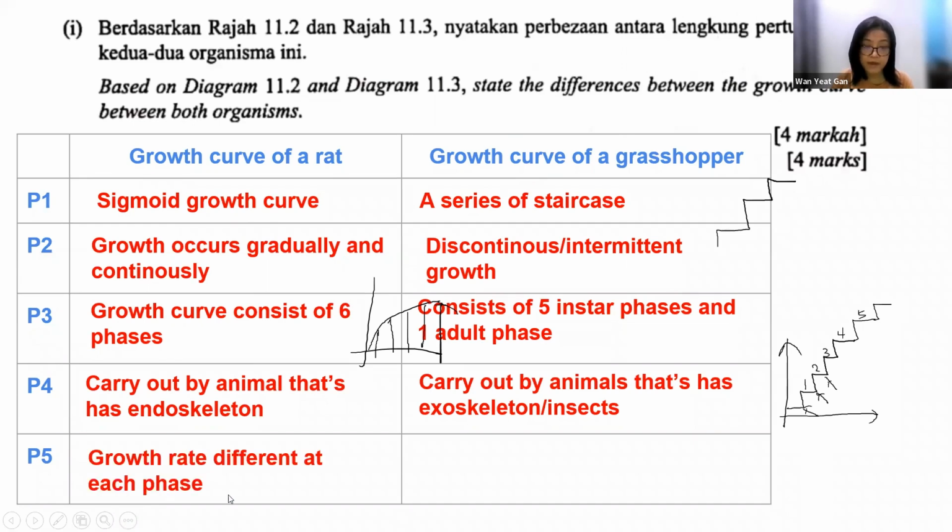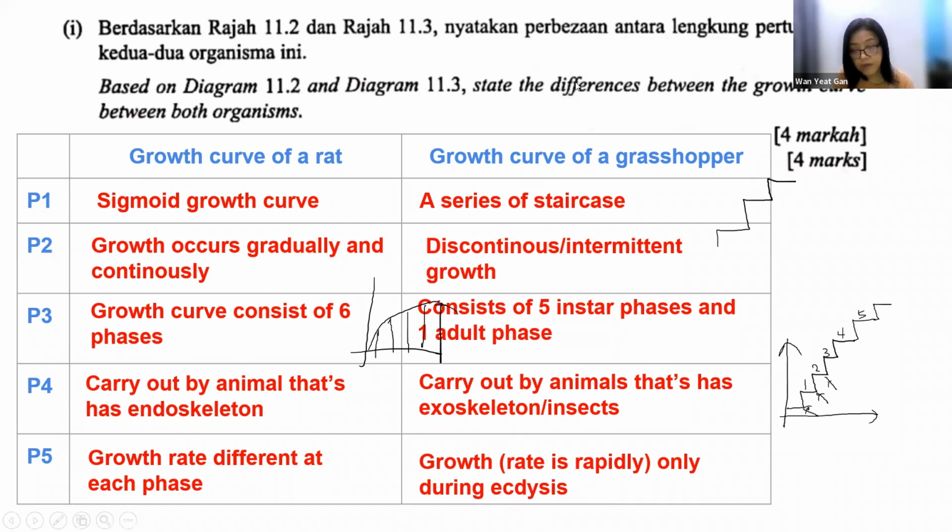Growth rate is different at each phase, while growth rate occurs rapidly during ecdysis. So this is ecdysis here. Okay, so ecdysis is when the growth occurs very rapidly. The growth rate is very high. So all the vertical lines show that growth rate is very rapid during ecdysis.